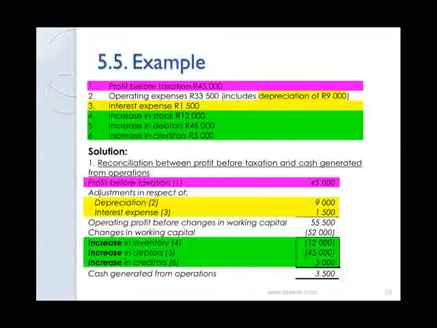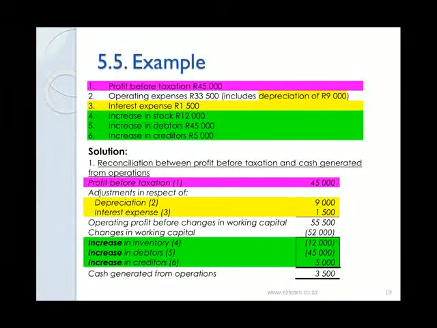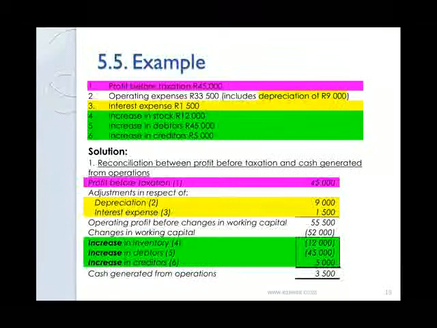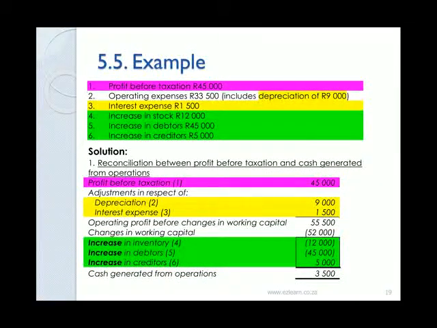For debtors, we would consider how our debtors changed. In this case, it would have increased by 45,000 Rand. In other words, we have more debtors than we had at the beginning. Again, this would be an inflow of cash. And lastly, an increase in creditors needs to be shown as an inflow of cash, because if creditors are lending money to us in effect, we have more cash. These are all shown as changes in working capital.